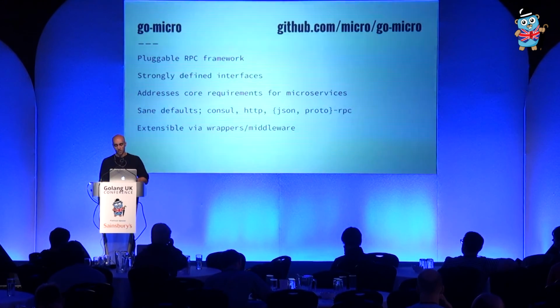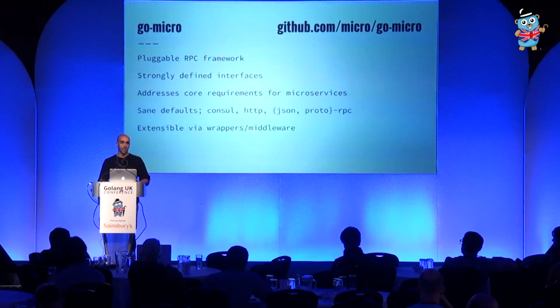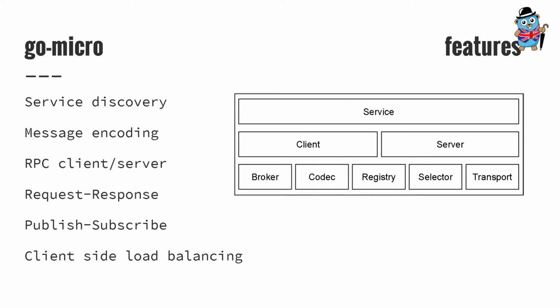And I think that was really the kind of powerful thing about this. It also comes with sane defaults, so it works out of the box really, really easily. And this is the feature set. There's nothing really more to it. It's very, very simple and straightforward from my standpoint. It addresses what I believe are the core requirements of microservices: service discovery, message encoding, request response, and pub/sub, because I think microservices are essentially an event-driven architecture.